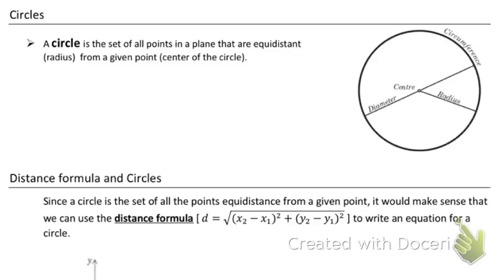circles. A circle is a set of all points in a plane that are equidistant, that's called a radius, from a given point, which is the center of our circle. So the big takeaway from this definition, and a good key for some of these problems, is that radius is just equal to the distance from the center to any point on the circle.